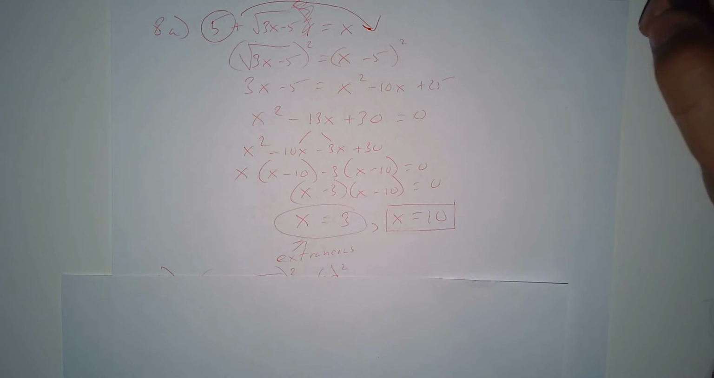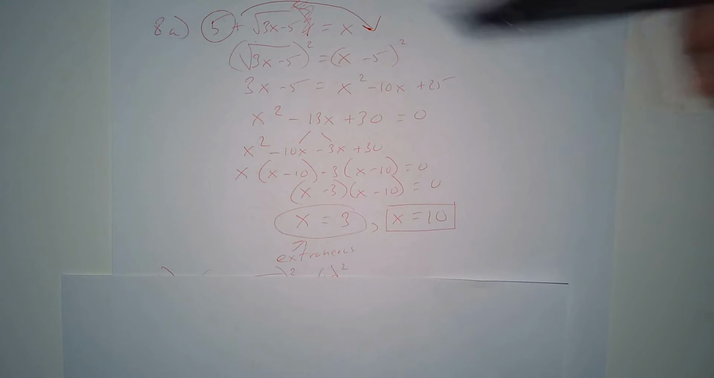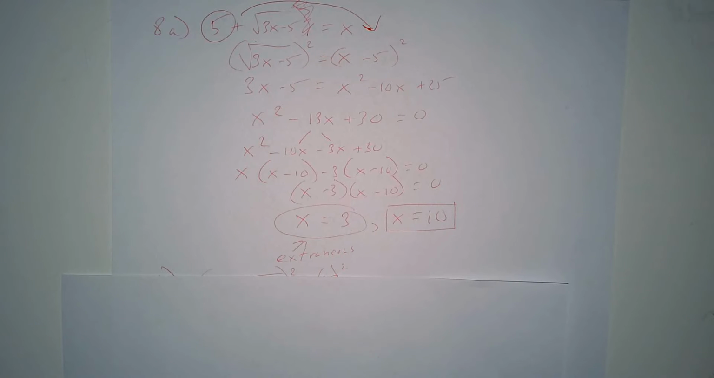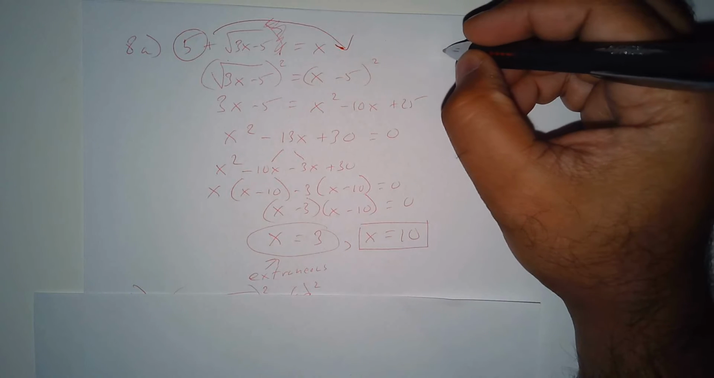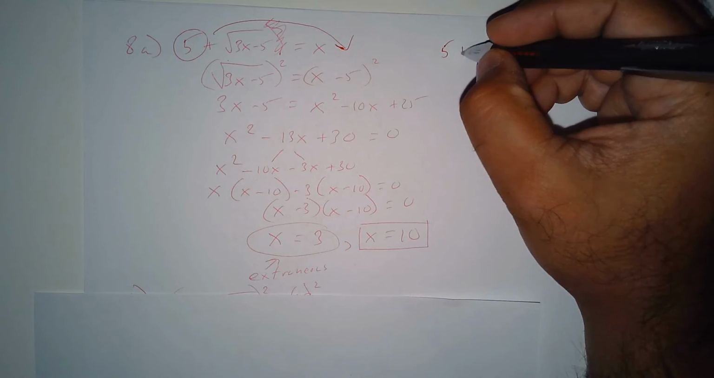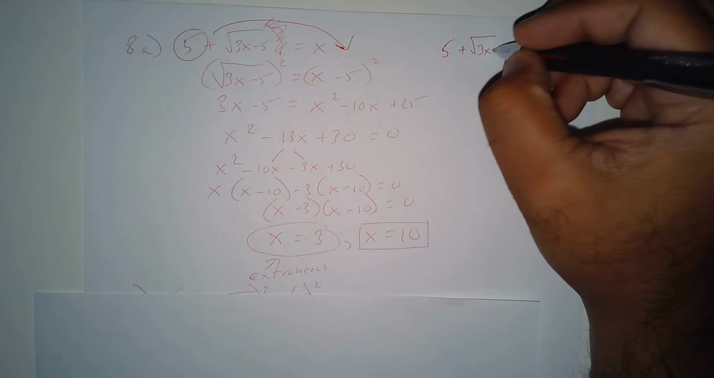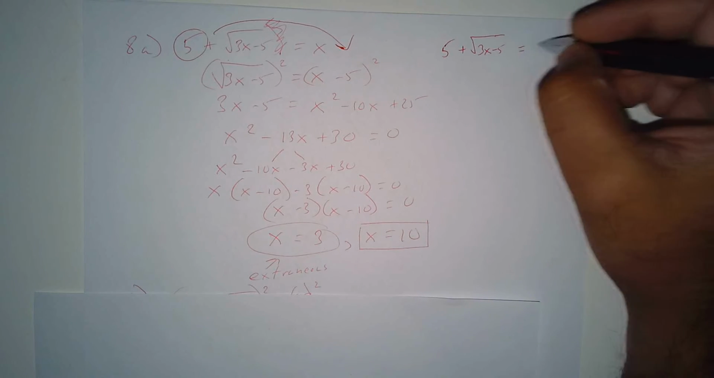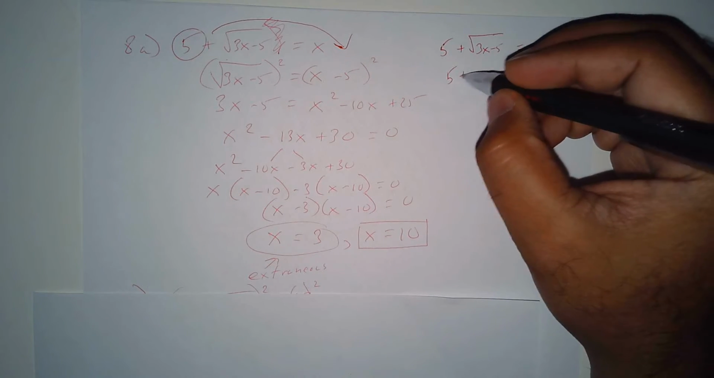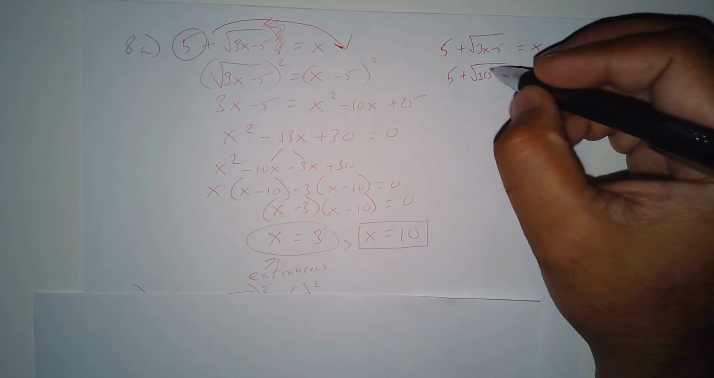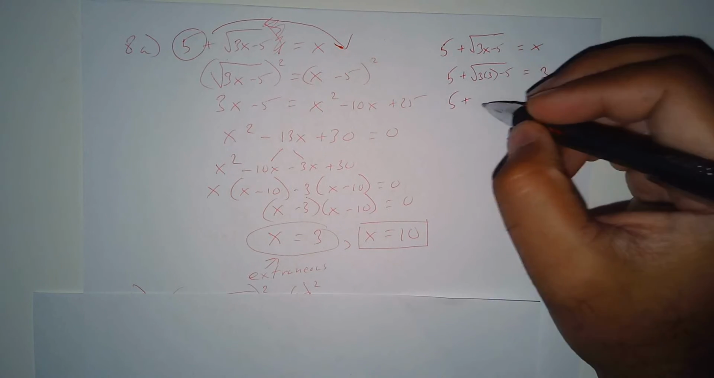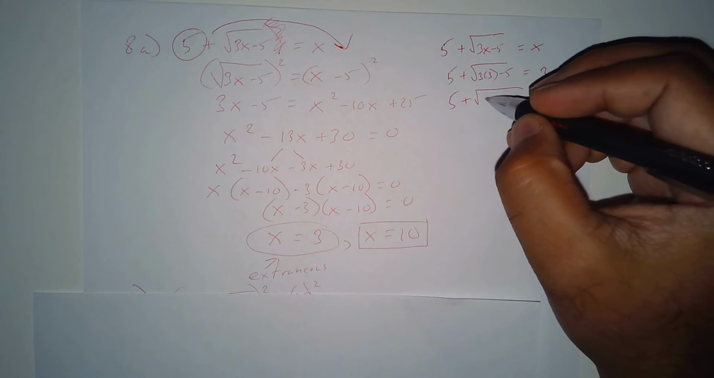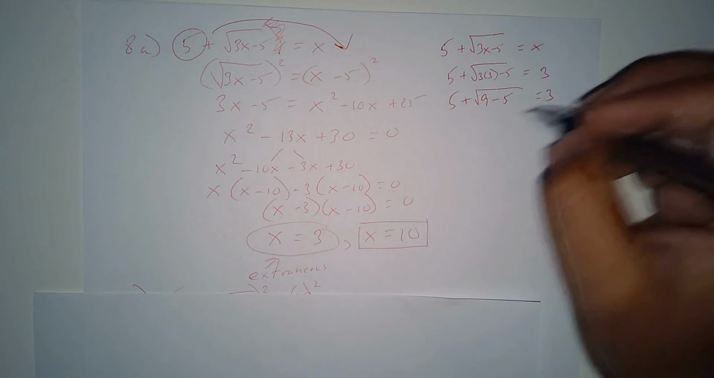Okay. So again, if you put x equals 3 back into the original equation, I'll just do that for you here. So here's the original question. So if you got 5 plus the square root of 3 times 3 minus 5 equal to 3, which is going to be 9 minus 5 equal to 3.